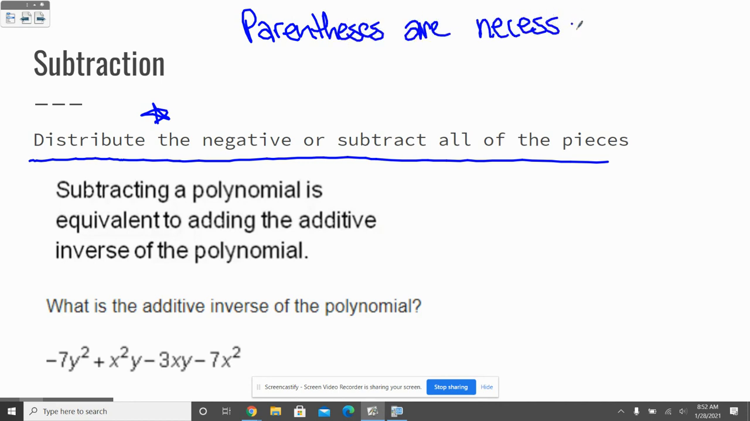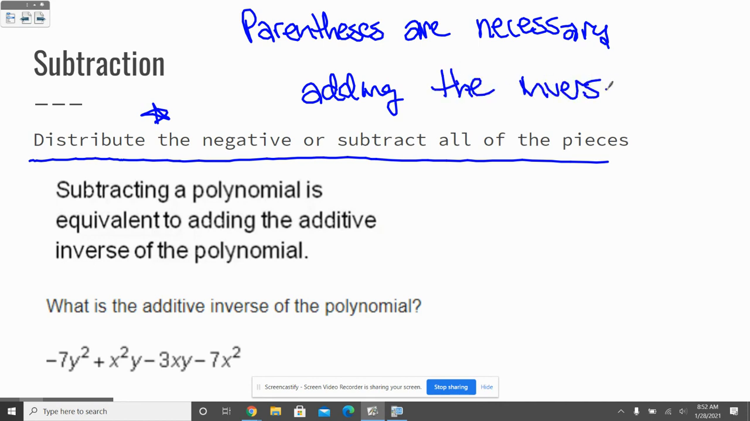You can also think about it as subtracting all the pieces. You must subtract each piece. And some people say subtraction doesn't exist. It's the same thing as adding the inverse, in which case you would find the additive inverse, which is the same thing as subtracting all the pieces, or distributing the negative, and you could think of it that way. So what is that idea of adding the additive inverse?